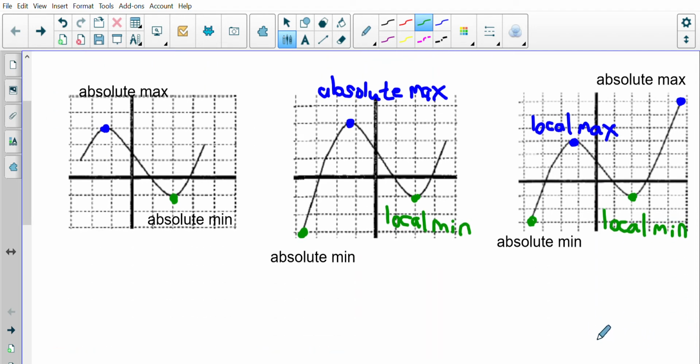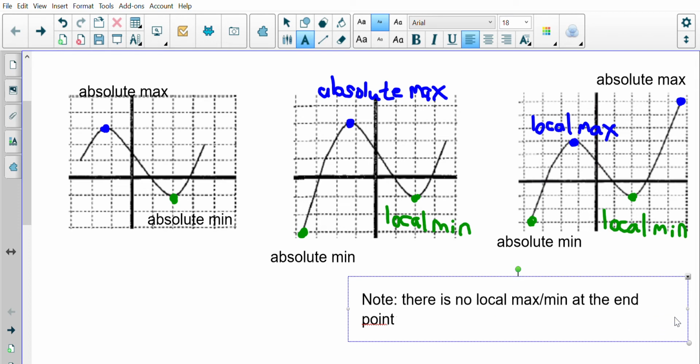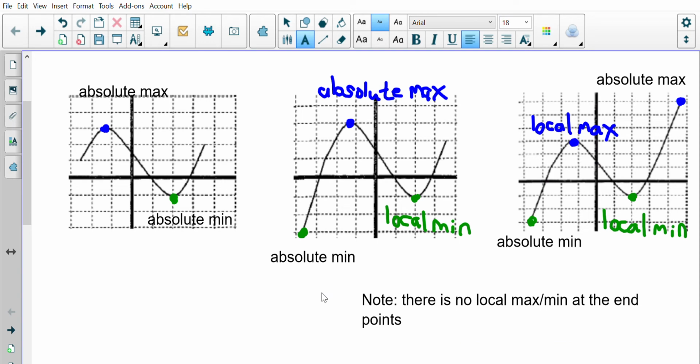Now, we're going to go through a couple things here, but the one key thing is to note there is no local max or min at the endpoints. So you can have an absolute max or absolute min at any spot, but you can't have a local min or a local max at the endpoints. That's all.